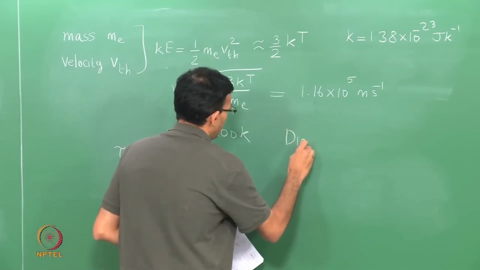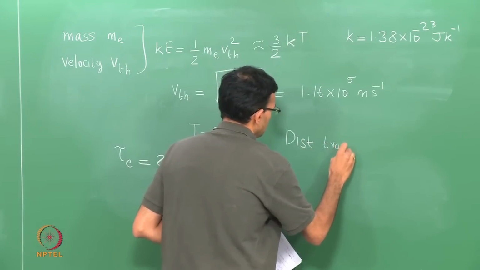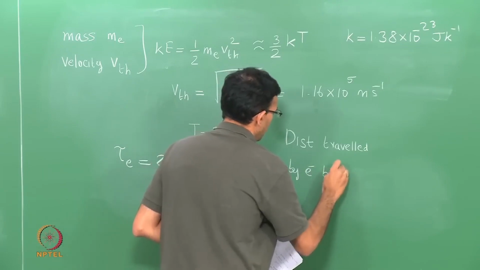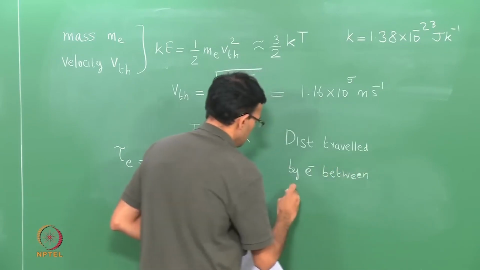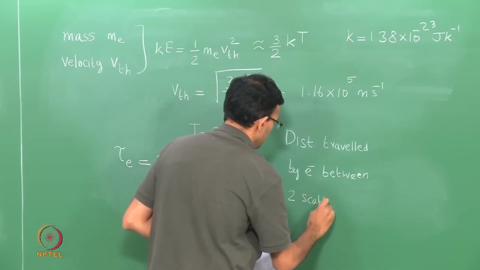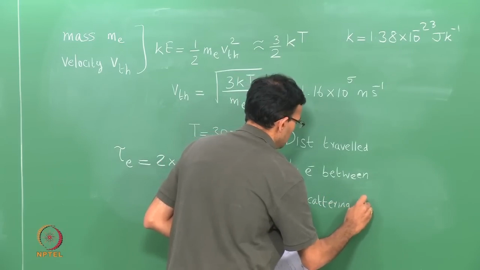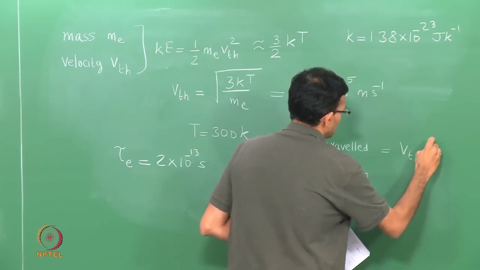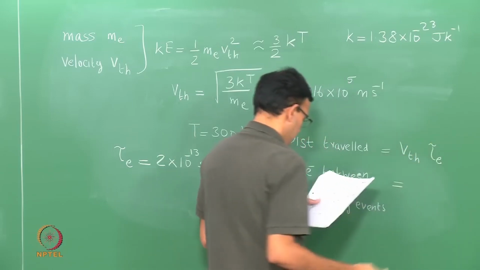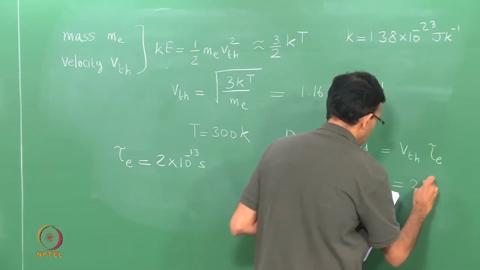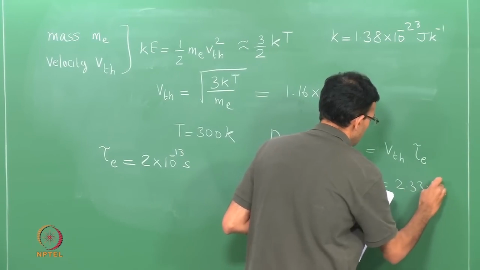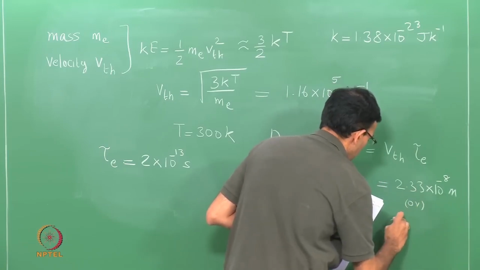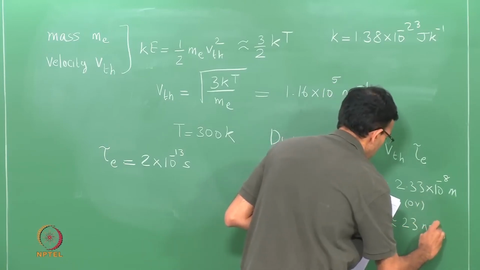So, the distance travelled by the electron between two scattering events is nothing but V thermal times tau, which if you do the math is around 2.33 times 10 to the minus 8 meters, or approximately 23 nanometers.